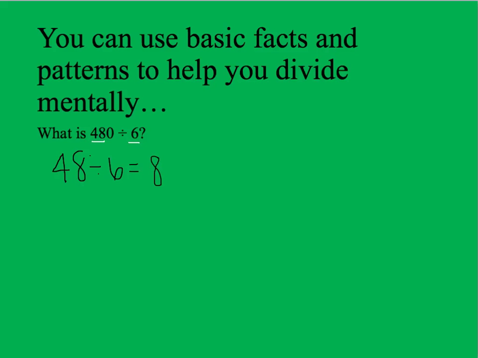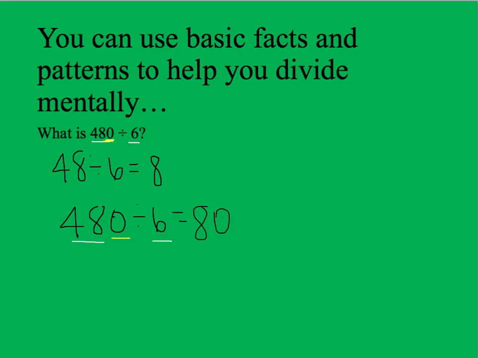Now we've solved 48 divided by 6. Now we need to solve 480 divided by 6. If you look at our original problem, you see that 480 has one 0 more than 6 does. So in our final quotient for 480 divided by 6, we're going to put the 8 that we found when doing 48 divided by 6, but we're also going to add that 0 onto the end of our quotient. So our answer here is going to be 80.